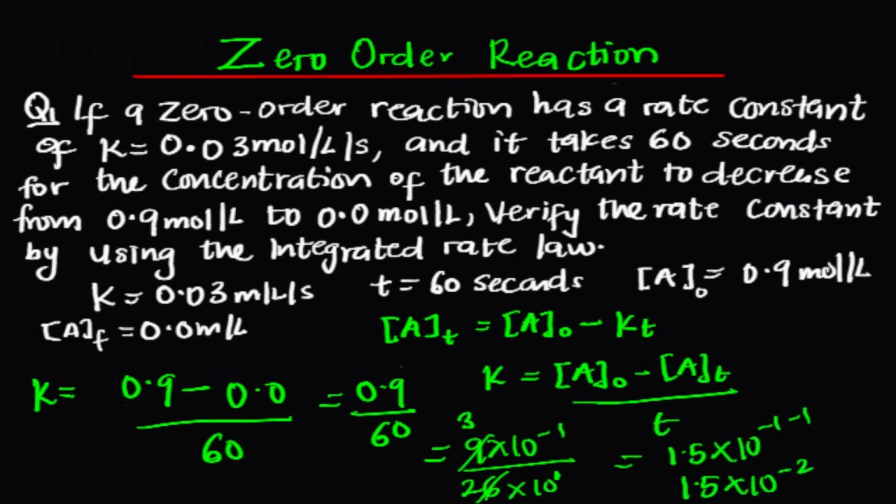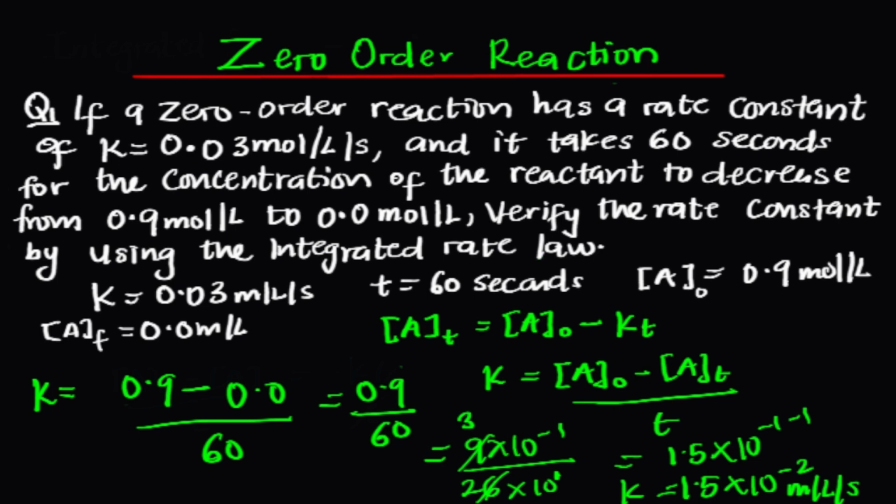Now if you look at this, it is 1.5 times 10 raised to the power minus 2, with units of mole per liter per second. So this is actually the rate constant, and it is not the same as the given one. If you look at this very well, that shows that the rate constant doesn't match the calculated value. That's it, because the question says we should verify the rate constant. We are asked to verify the rate constant.